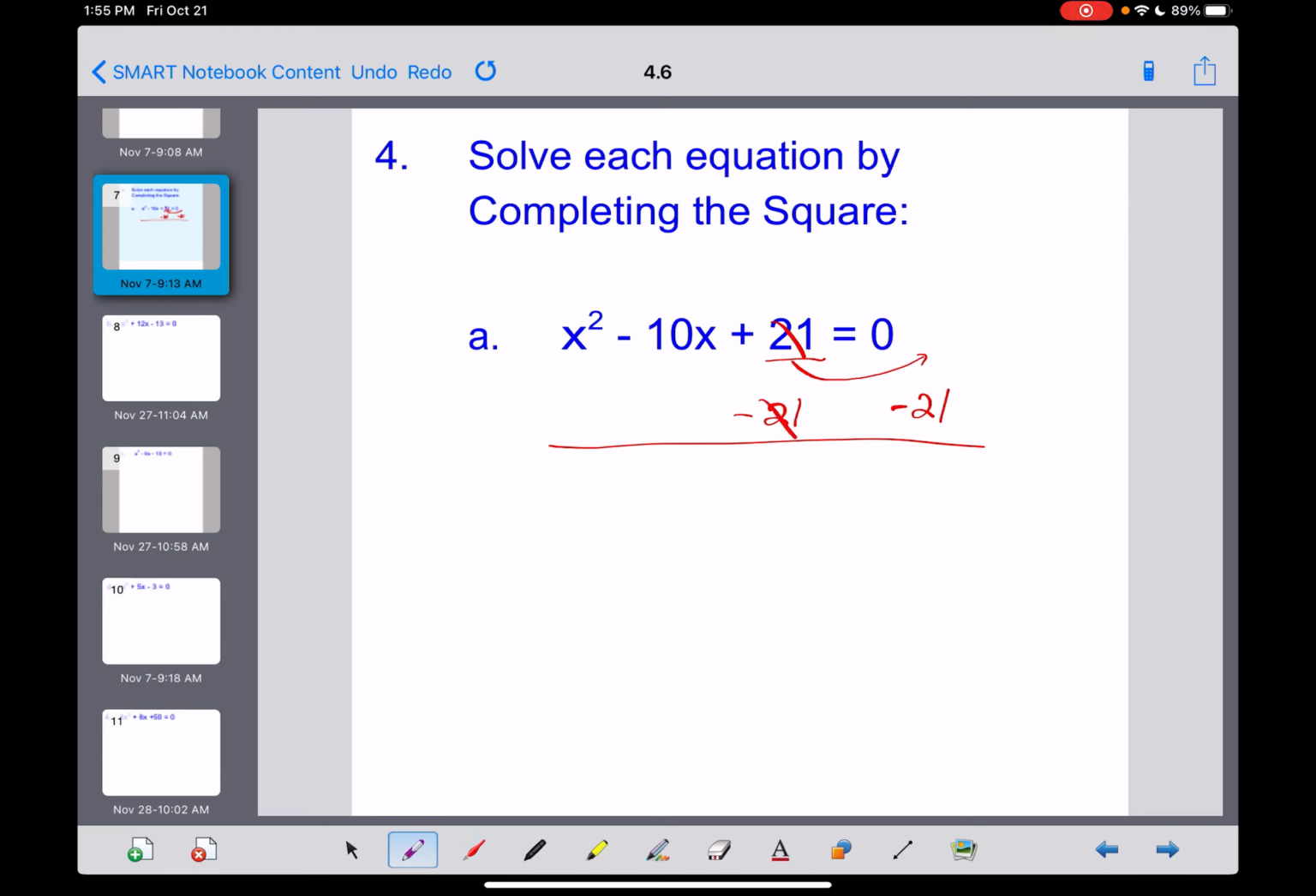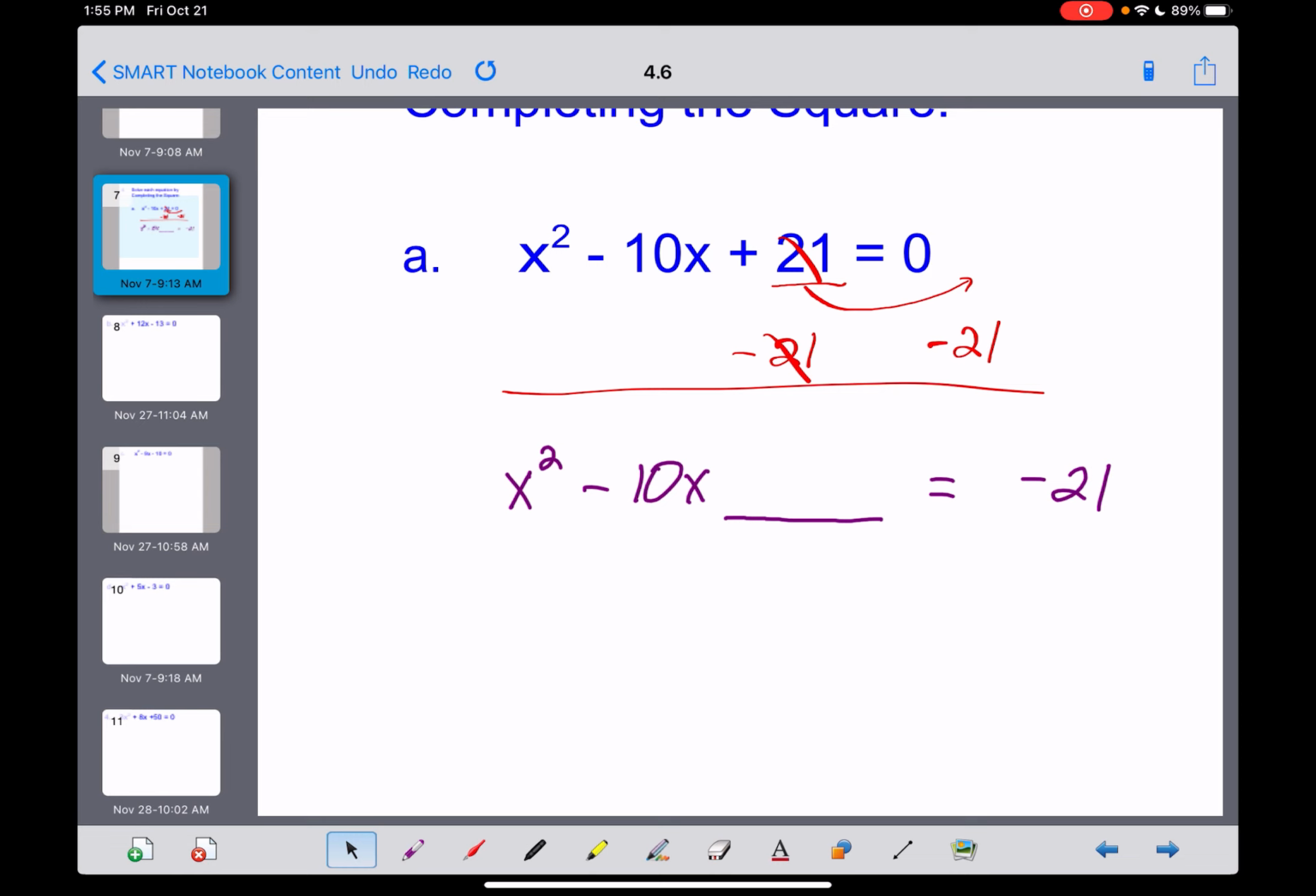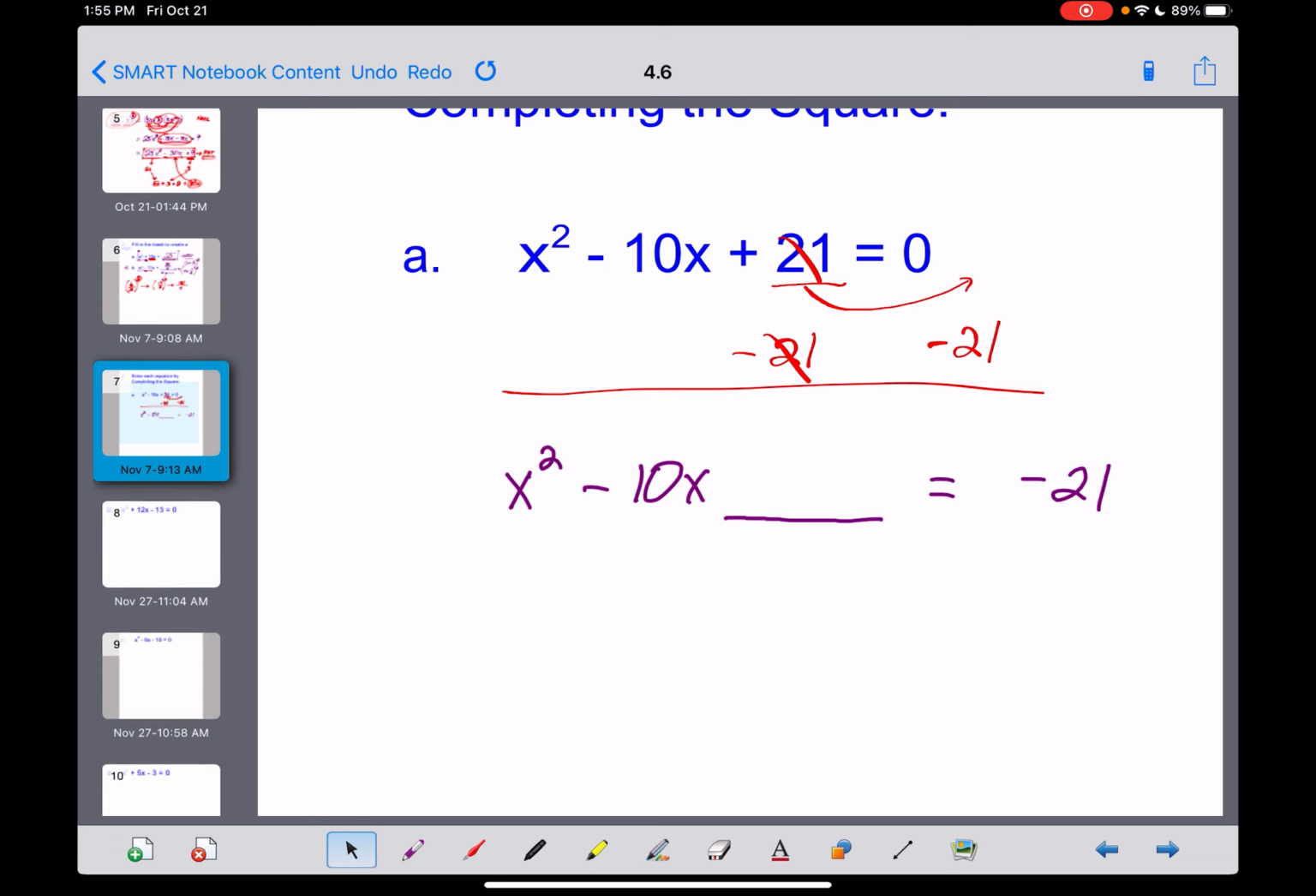So what do we have here, guys? We have an x squared, a minus 10x. And you want to leave some room here, everybody. Equals, and now my right side, 0 minus 21, is negative 21. Okay, and at this point, this problem becomes like the two that we just did. In fact, I think it's almost exactly like the first one we just did, with that 10 right there.